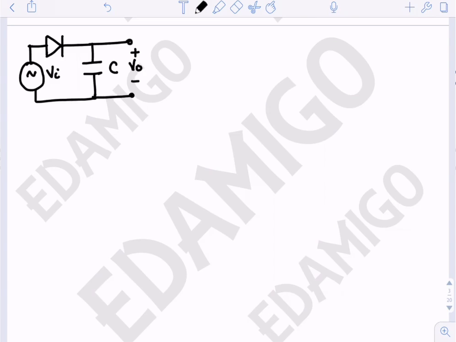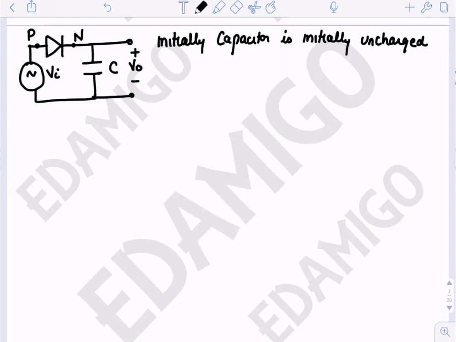Now, this is the P terminal of the diode, this is the N terminal of the diode. Let us initially assume that the capacitor is initially uncharged. Since it is initially uncharged, the voltage at this N terminal will be 0, and we are assuming that Vi is positive.